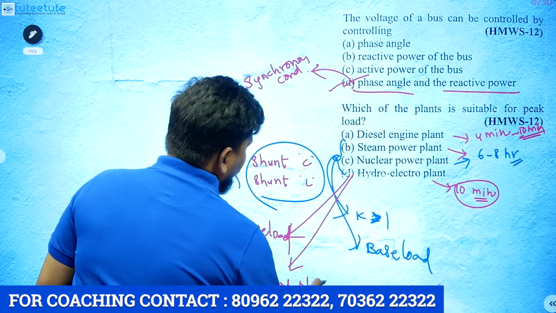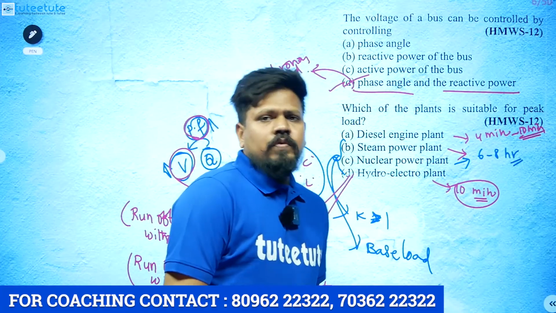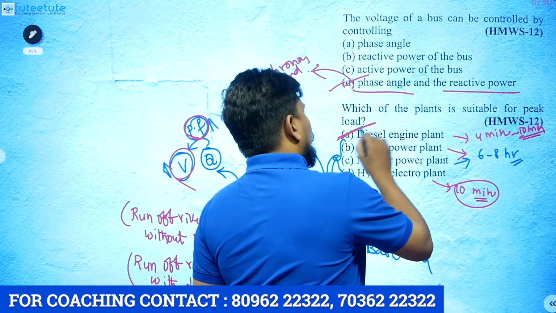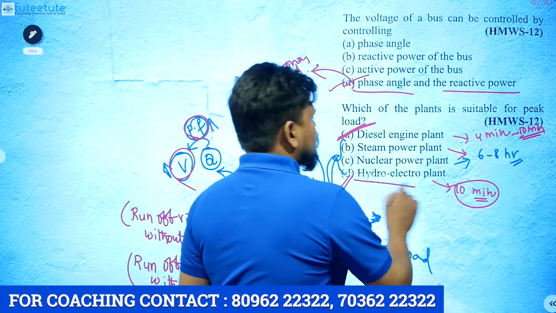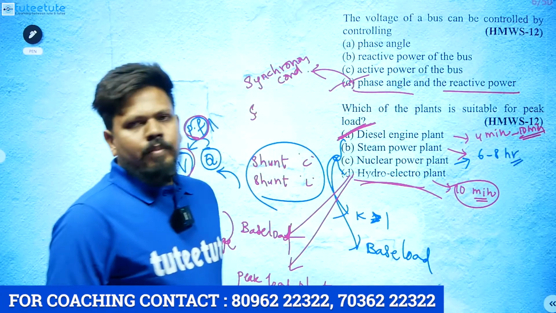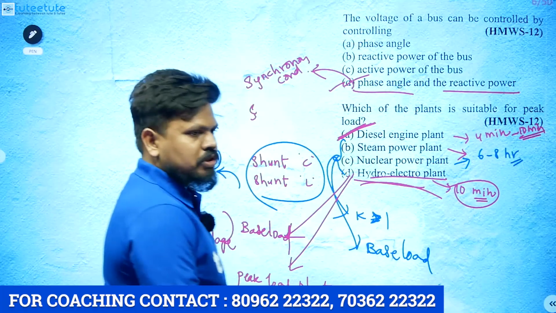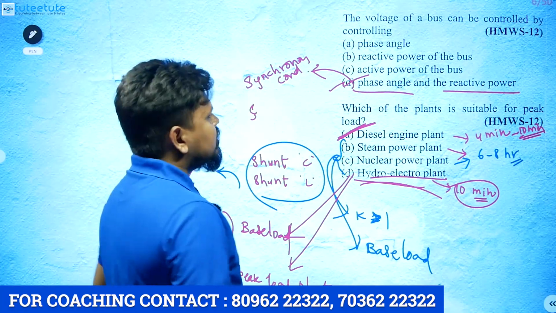Okay, just see the options from all these things. What is the perfect one we can use as the peak load power plant? We can use a diesel power plant. If a diesel power plant is not present, then we can use the hydroelectric power station option. The answer for this is diesel power station, or diesel engine plant.